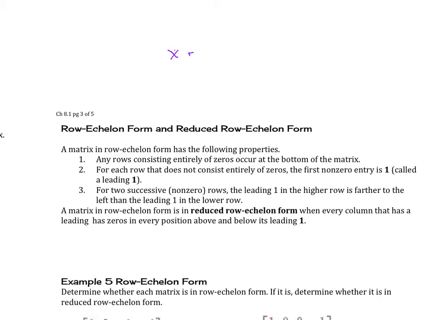and then you could have anything else here, right? This has to be Y, and then this is Z. Okay, so that's a leading 1. For two successive non-zero rows, the leading 1 in the higher row is farther to the left than the leading 1 in the lower row. So just formatting, this should be the far left, the X, and then the Y, and then the Z.